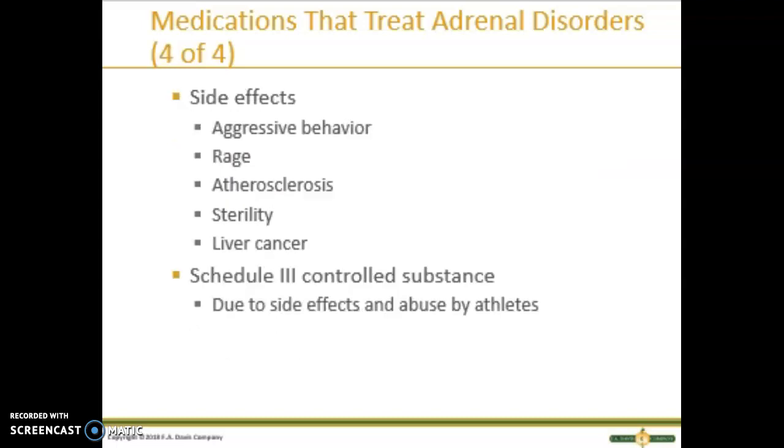Side effects: because these medications have severe side effects and are often abused by athletes trying to build muscle mass, they are considered a Schedule III controlled substance. Because athletes want to build muscle, they use them without taking into account the severe side effects. Some of these side effects are aggressive behavior, rage, atherosclerosis, sterility, and liver cancer.